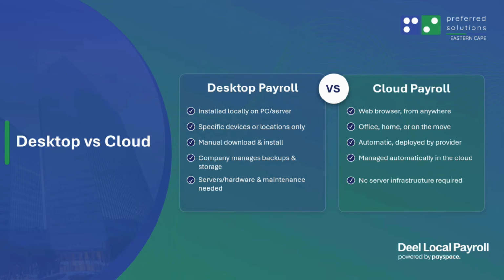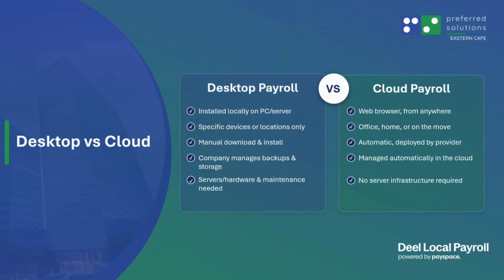Next, keeping the system current. The desktop payroll software updates are something you have to manage yourselves. Download them, test them, install them, roll them out across every machine. With Cloud Payroll, that responsibility shifts to the provider. Updates, including legislative changes, are deployed automatically in the background, so you're always compliant and up to date without lifting a finger.